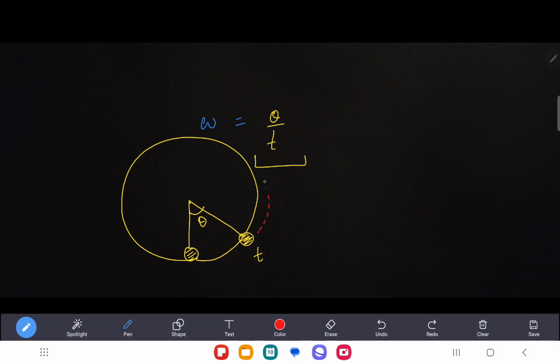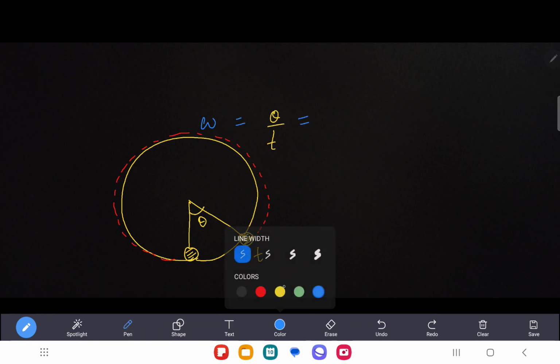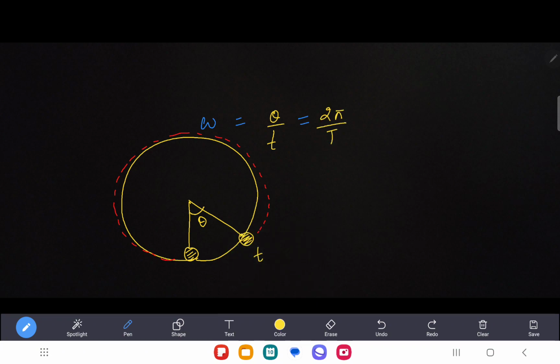But the moment it goes up and up and covers the entire round, we are considering the bob to be moving with a constant speed, constant omega, constant angular speed. So when the bob is moving with a constant angular speed, what would that mean? That would mean that it is 2 pi over time.